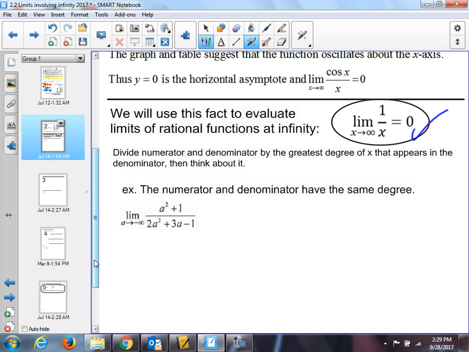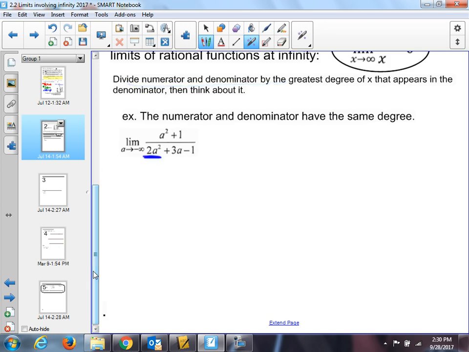Okay. So what do you do with these rational functions when you got these limits at infinity? Well, you divide the numerator and denominator by the greatest degree of x that appears, not in the whole expression, but in the denominator. Then you got to stop and think. So the first example here: numerator and denominator have the same degree. What do we do? Divide the numerator and denominator by the greatest degree of x that appears in the denominator. Well, it's the same degree whether I look at the top or bottom, but we're still going to think about this. x squared. So that's the greatest degree, right?